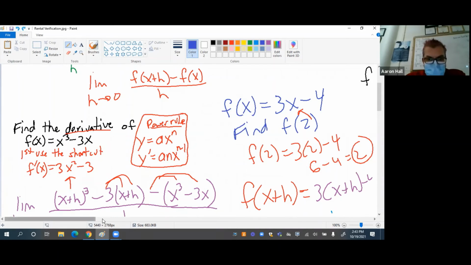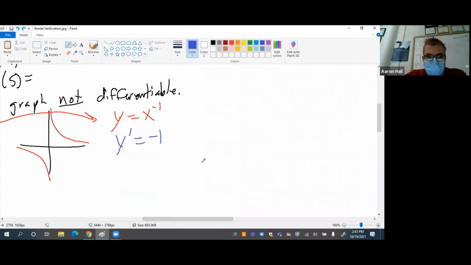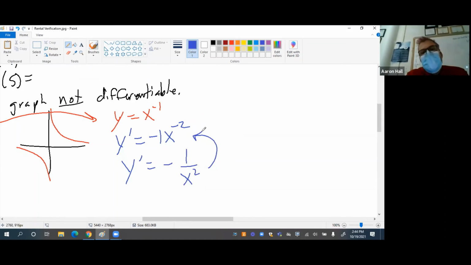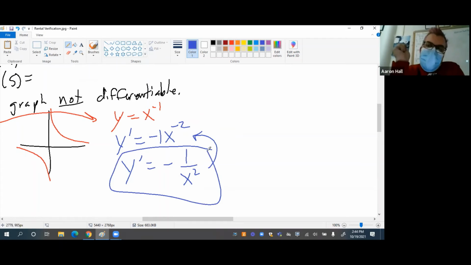All right, so let's go back over here. That's going to give me x to the power of what? -2. We'll move it back down. So I have y prime equals -1 over x squared. Looking at this graph, for what value can x not be? x cannot be 0, which means the function is not differentiable when x equals 0.